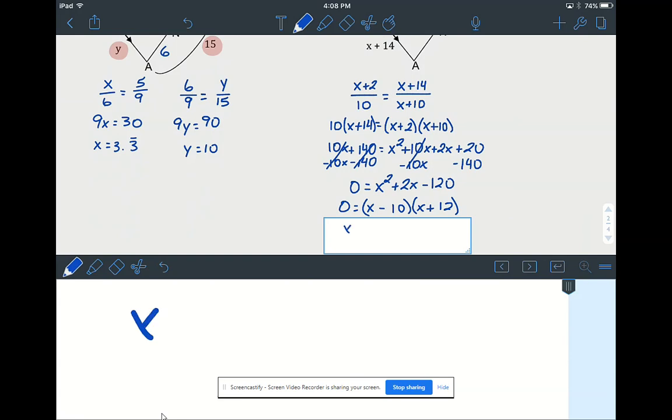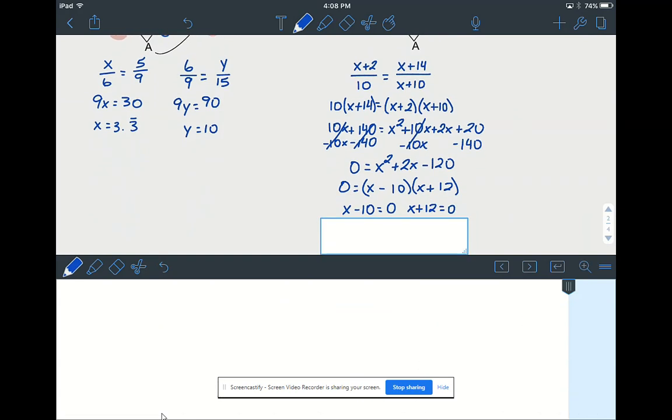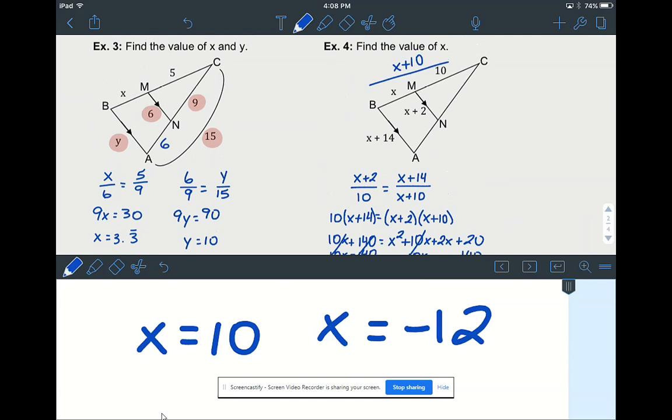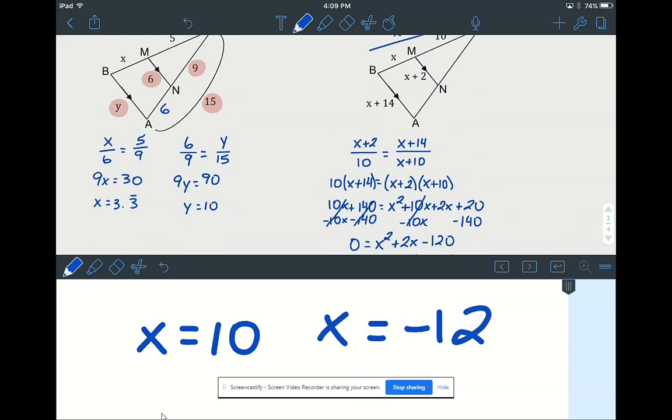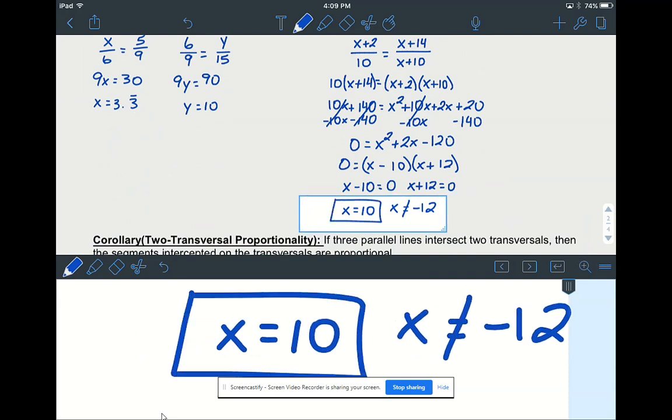Now we have to solve these. So split them. X minus 10 equals 0. X plus 12 equals 0. And solve them. So x equals positive 10. X equals negative 12. Obviously, in geometry, you can't have a negative number. If we were to plug negative 12 back in up here to the x, that's not going to give us positive side lengths. So we can cross negative 12 out, meaning our answer for x is positive 10.